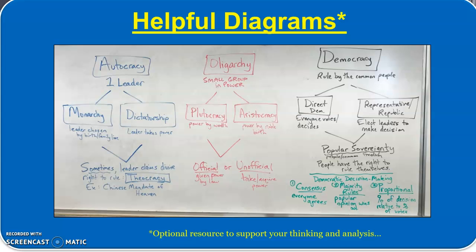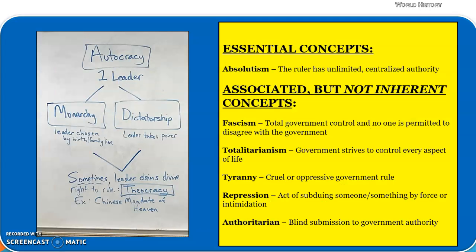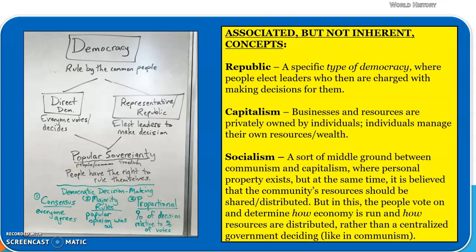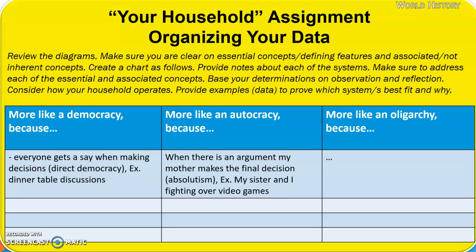I'm going to show you this diagram again that you're familiar with, right? Thinking about autocracy and the different types, oligarchy and the different types, and democracy and its different types. You also know about essential concepts as well as associated but not inherent concepts. You want to think about using these in this activity. Lastly, you're going to review this diagram, or those diagrams you just saw.